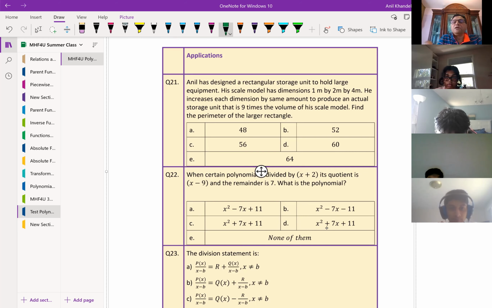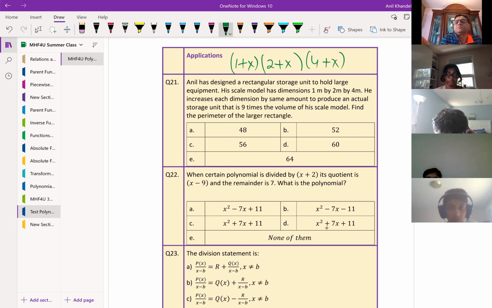Very difficult question. So basically, I am increasing each side. So now it becomes 1 plus x times 2 plus x times 4 plus x, right? That becomes the volume, correct? Yes, sir. And that has to equal 9 times the volume, right? So 9 times 1 times 2 times 4. 9 times 4 times 2 is 8. Do you see that? So you find x from here.